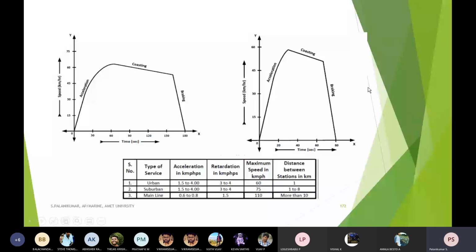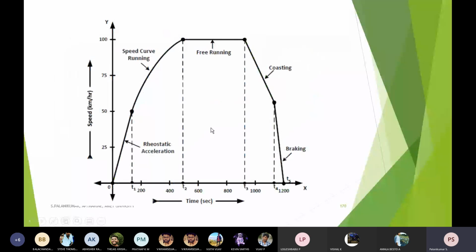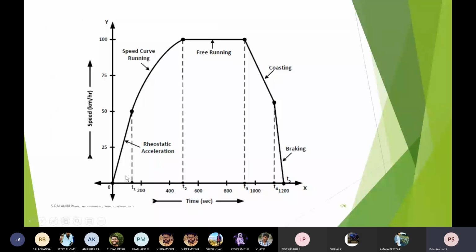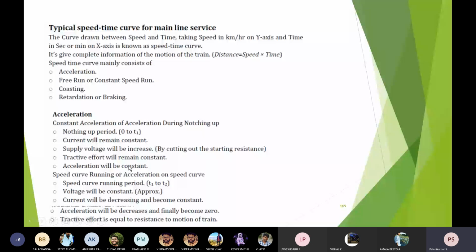But in mainline, the acceleration in kilometer per hour per second is very, very low, 0.6 to 0.8, but it keeps on going for a long time. After reaching a very high speed, only then will they be running in free running periods. There is no free running period as far as urban and suburban cases are concerned. Here the acceleration is nothing but the notching up period, between 0 to T1; until it reaches T1, it is called the notching up period.